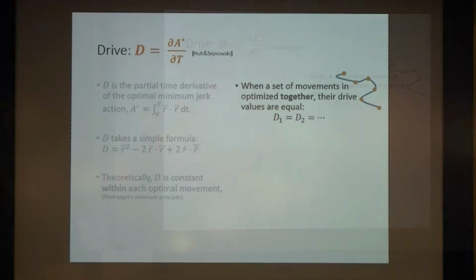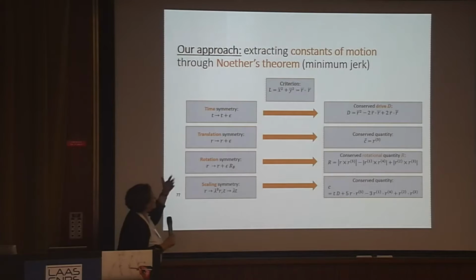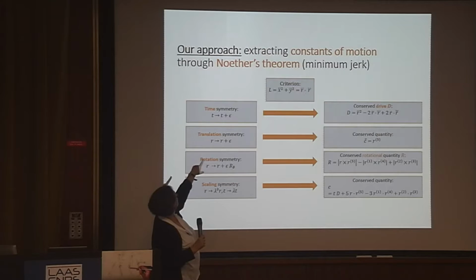Also, we showed in another paper that even if you have a complicated trajectory made of segments, but you continuously plan the whole thing through via points, for example, the drive for each segment should be the same. So we also generalized their work to thinking about other symmetries. They talked about time symmetry, but you also have translation symmetry, rotation symmetry, and scaling, and each one of them will have a constant of motion, a conservation law.